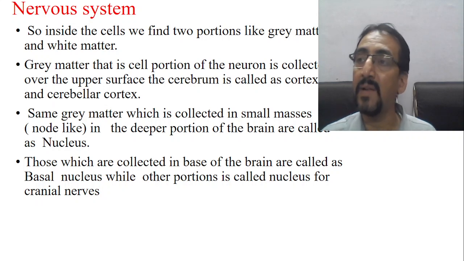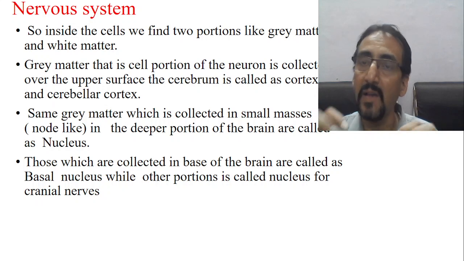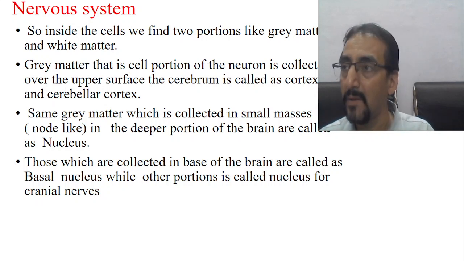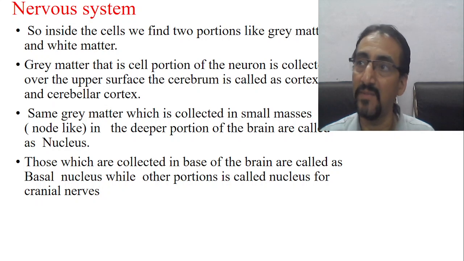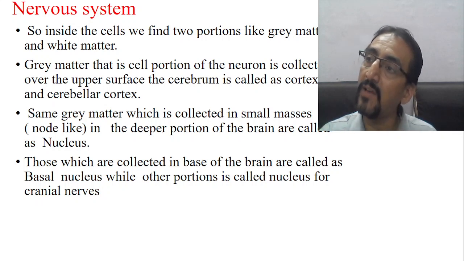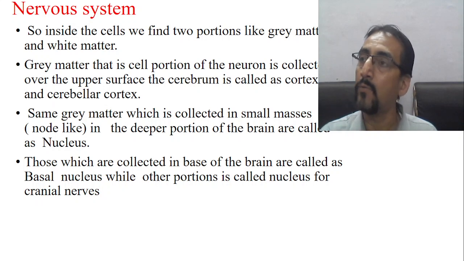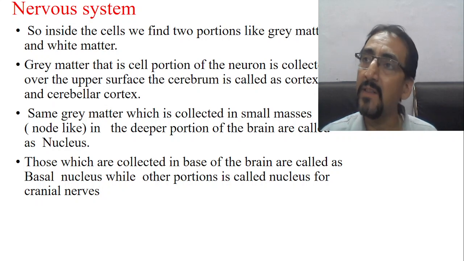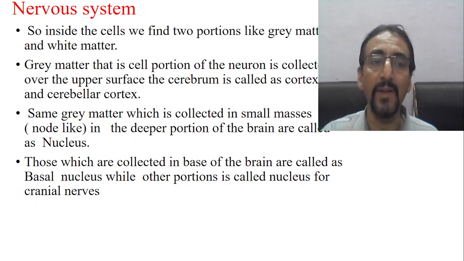Sometimes there is no such cortex. These gray matters are accumulated here and there, and they are called different nuclei. Different nuclei are basically nothing but collections of gray matter. Okay, so many nuclei: caudate nucleus, lentiform nucleus, in the hypothalamus so many nuclei are there, in the basal ganglia so many nuclei are there. They are nothing but collected portions of the gray matter.